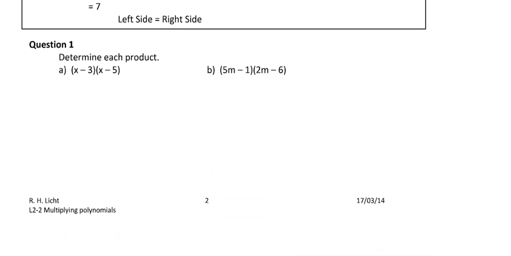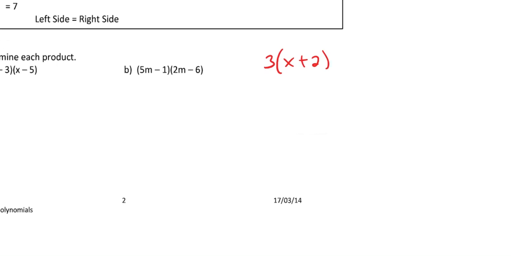So it says, determine each product. All right. So you guys haven't seen this one. I'll give you one that you have seen before. So let's say that we had 3 times x plus 2. Something like that, right? In grade 9, what we did, we said, okay, we got this number 3, and it's just being multiplied by both of these terms, this binomial. So it's being multiplied by the x and the 2. And I often showed that with that rainbow going in.